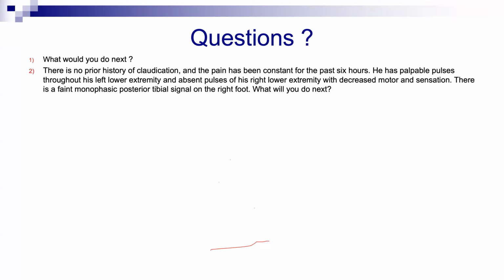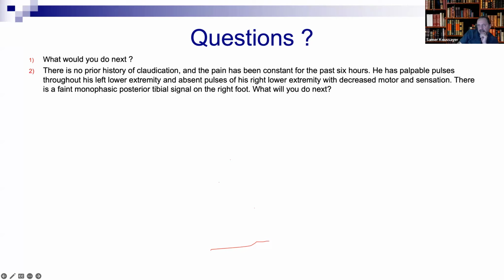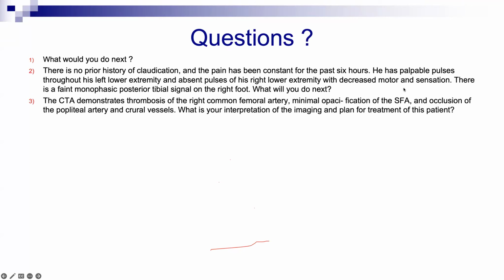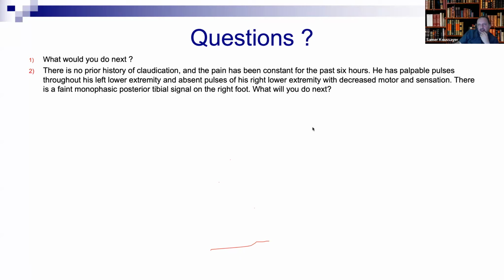There's no prior history of claudication. The pain has been constant for the last 6 hours. He has palpable pulses throughout his left leg extremity, so the left is normal. The right has absent pulse with decreased motor and sensation. So what Rutherford is this? 2B. Yes, correct. There is a faint monophasic posterior tibial signal on the right foot. What do you do next?